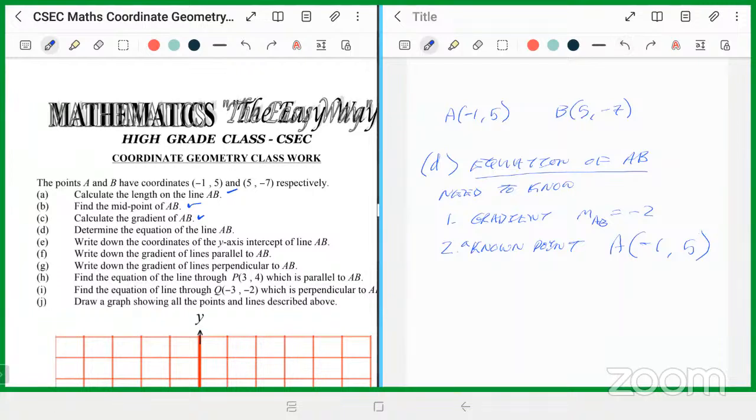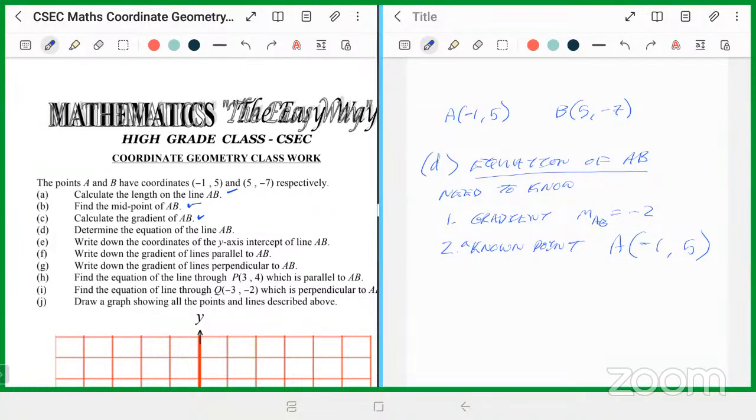Now the equation of a line, using what I like to call the BFF formula. We can use y equals mx plus c to get it, but I tend to use this when I know the gradient and the y-axis intercept. In this case, I don't know the y-axis intercept. I have the gradient and a point, and so I'm going to use what is really called the point gradient form for the equation of a line.